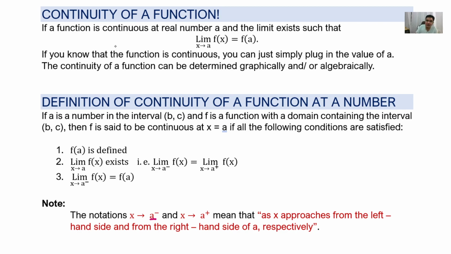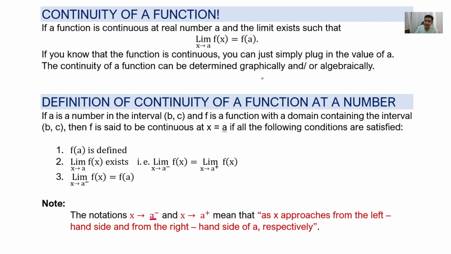Okay? Dito, sabi dito is, if a function is continuous at real number a, so given real number a, and the limit exists such that the limit of the function of x as x approaches a is equal to your f of a. If you know that the function is continuous, you can just simply plug in the value of a if it is continuous. Okay? The continuity of a function can be determined in two ways.